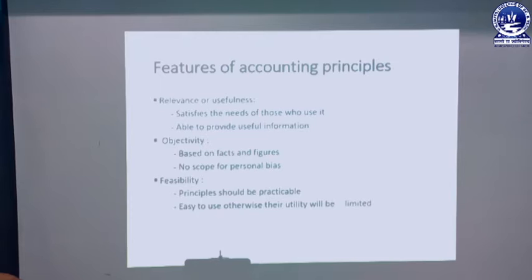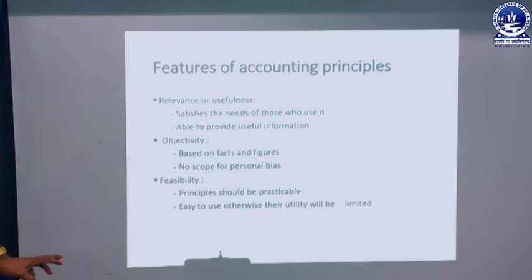The second point is no scope for personal bias. Nobody involved with the accounting system should make any type of biased information, because the transactions that affect the organization must be taken into consideration. The accountants responsible for maintaining the accounts must take into consideration those transactions or events, and there is no personal bias of recording the transactions as per their wish.